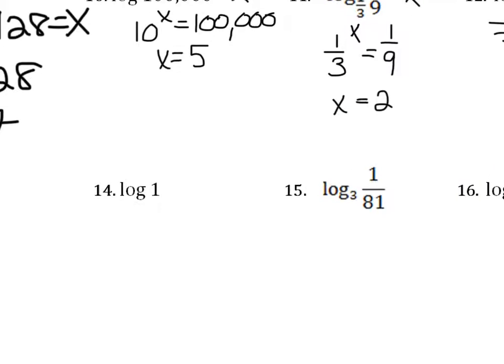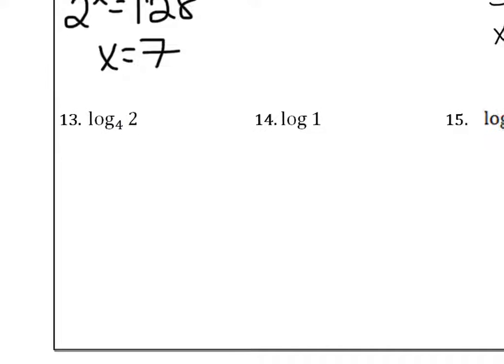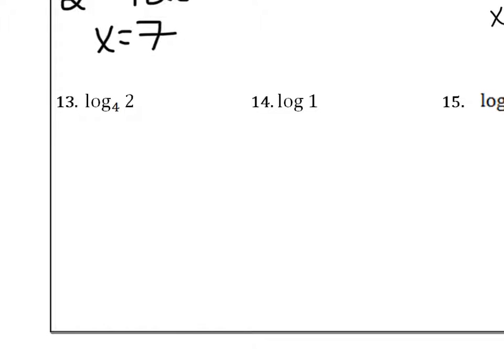Going to the next row, log base 4 of 2 equals x. So 4 to the x equals 2. Now here's where it gets a little tricky. We need an exponent that would make that 4 turn smaller. So we have to think back to all of our exponent rules. When we are changing a 4 into a smaller number, that means we need a fraction, because a fraction means that we have a radical.